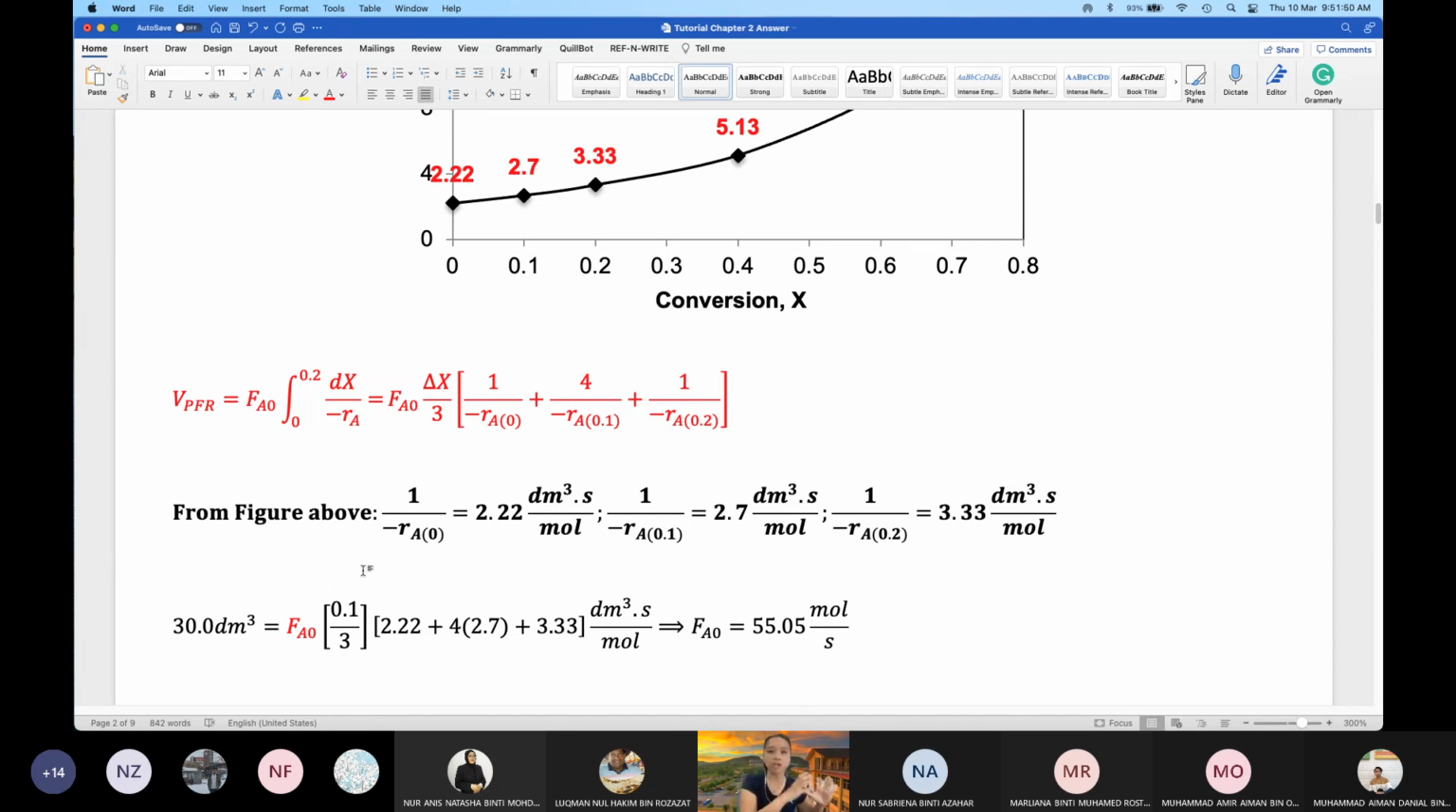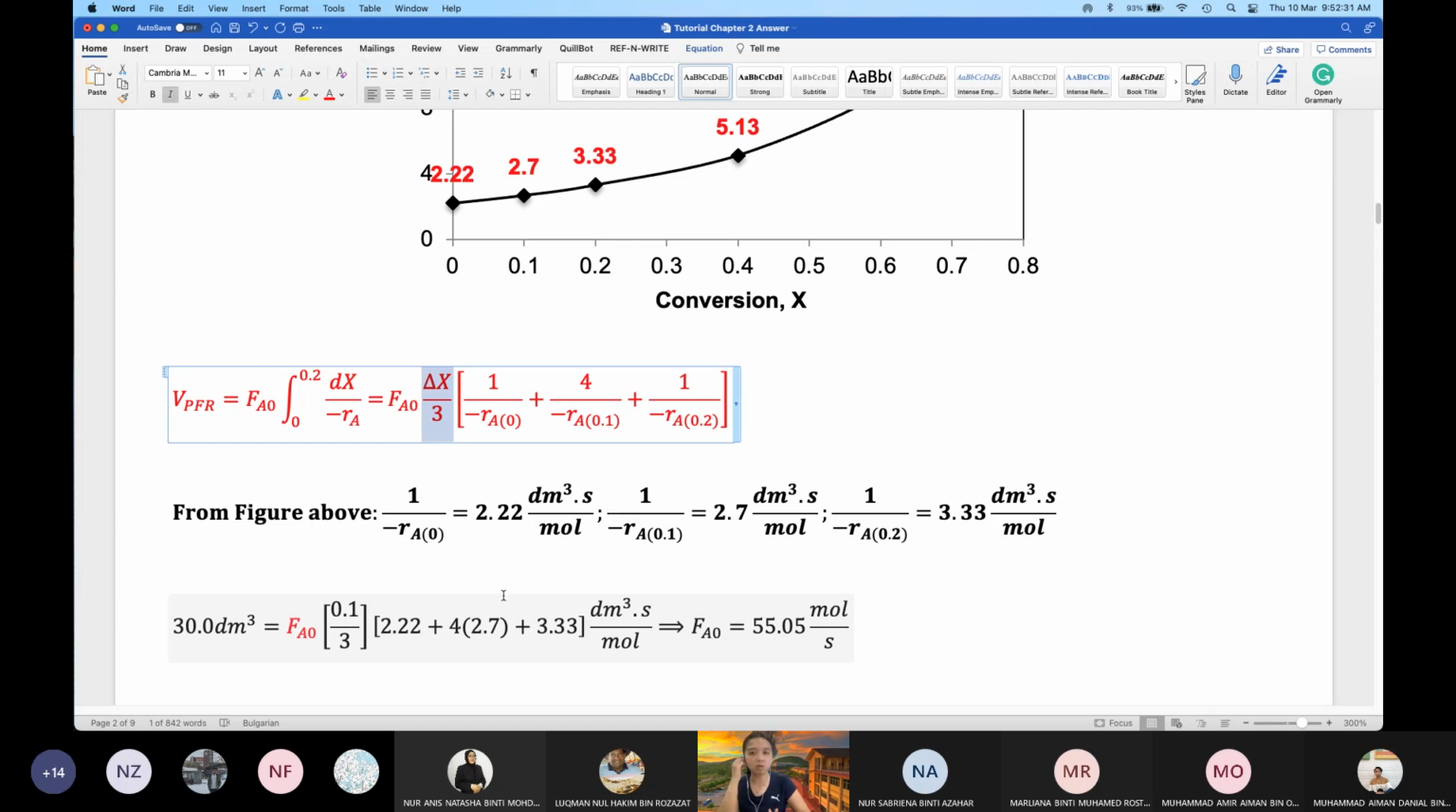So I already know V, dah tahu volume. FA0 I want to find, so FA0 I leave it. Delta X per 3. So delta X per 3, as I told you, right? Delta X is the gap or the difference between initial X to the middle X or the middle X to the final X. So my initial X was 0, my middle X was 0.1. So the difference is 0.1. Or at the back, my middle X 0.1, my final X 0.2. The difference is still 0.1. So delta X 0.1 divide by 3. Formula dia kata mesti divide dengan 3. So we divide by 3. In the bracket, substitute in the value.